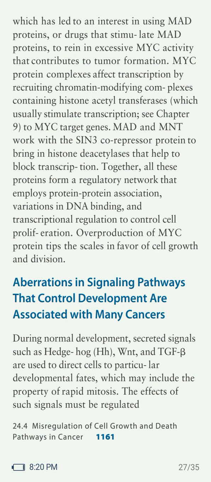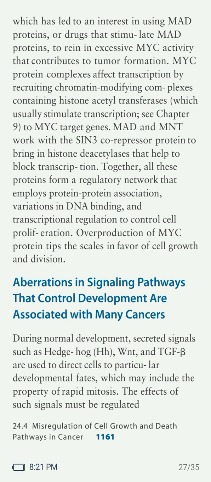Together, all these proteins form a regulatory network that employs protein-protein association, variations in DNA binding, and transcriptional regulation to control cell proliferation. Overproduction of MYC protein tips the scales in favor of cell growth and division. Then, aberrations in signaling pathways that control development are associated with many cancers.